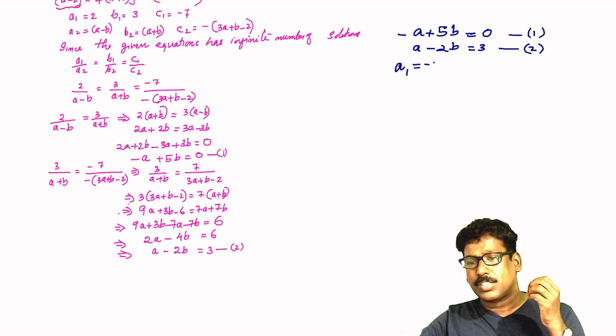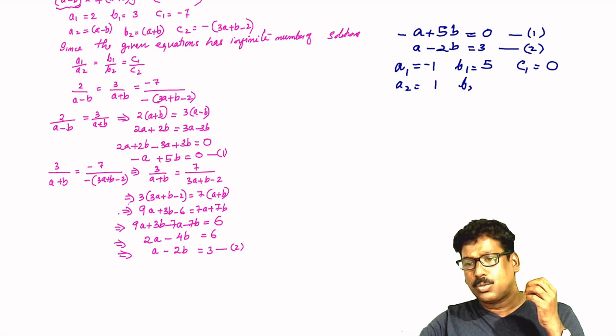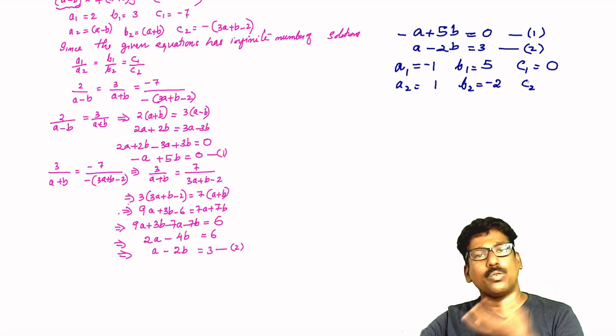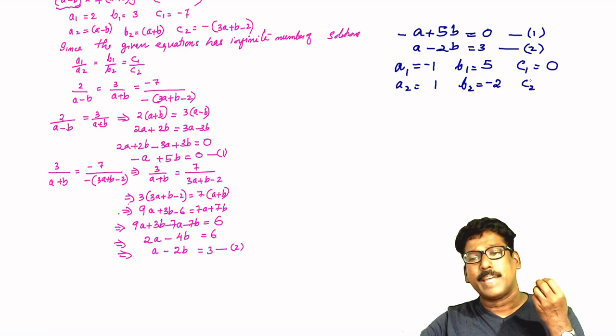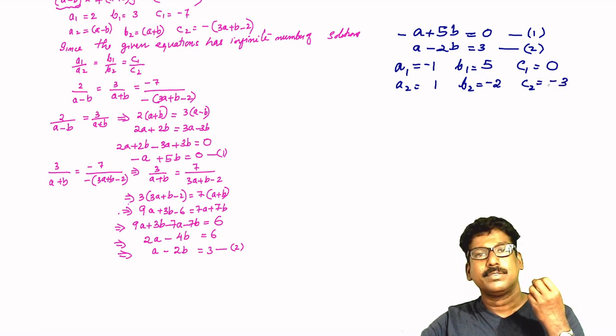a1 here is minus 1, b1 here is 5 and c1 is equal to 0. And a2 you can write as 1, b2 you can write as negative 2, and c2, in standard form, if you write a minus 2b minus 3 is equal to 0. So here c2 will be minus 3. Please take care of it.